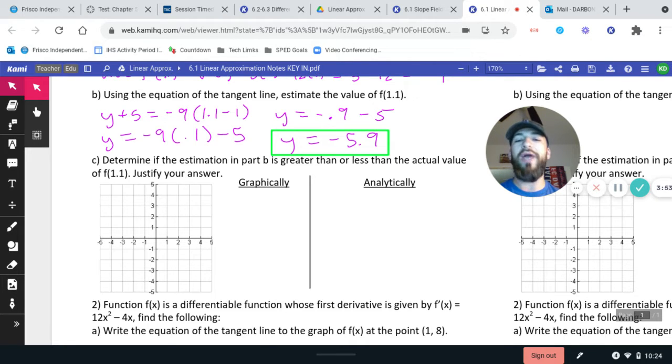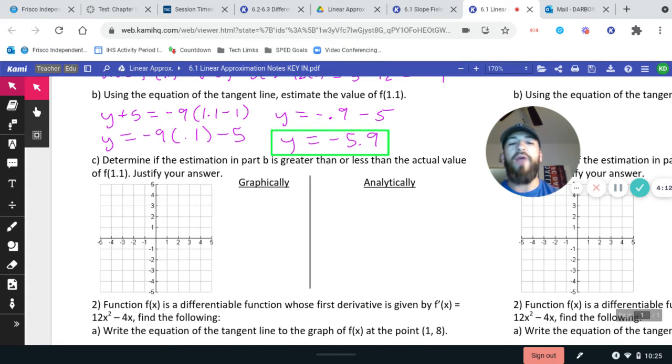I'm going to show you two ways, graphically and analytically, and then you might think I'm going to let you choose, but really you shouldn't choose the graphical way. You should only choose the analytical way because the analytical way makes way more sense. Okay, so let's look at part C. Part C, determine if the estimation in part B is greater than or less than. We're going to start with graphically.